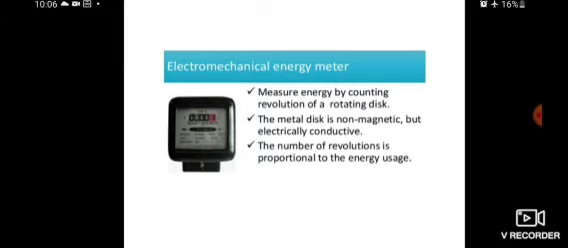This is the electromechanical energy meter. It measures energy by counting the revolutions of a rotating disc. The metal disc is non-magnetic but electrically conductive. The number of revolutions is proportional to the energy usage. It is seen in old houses. Now we are using smart meters, that is, the electronic meters.